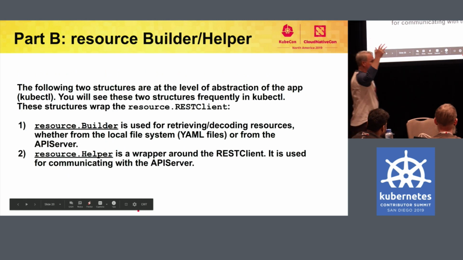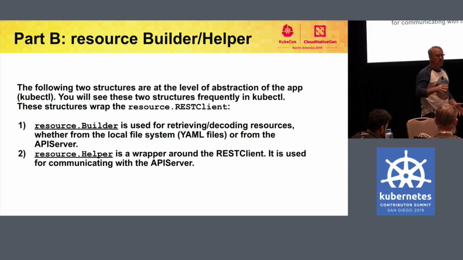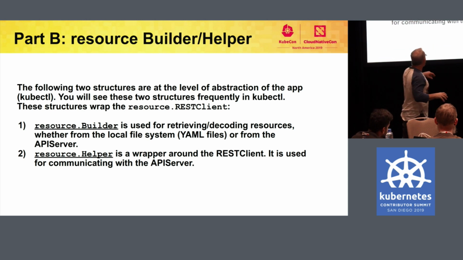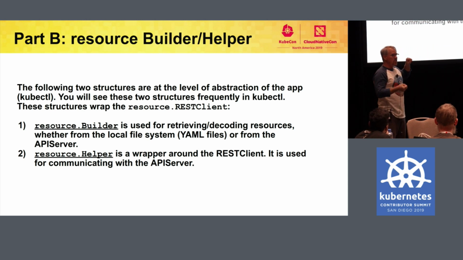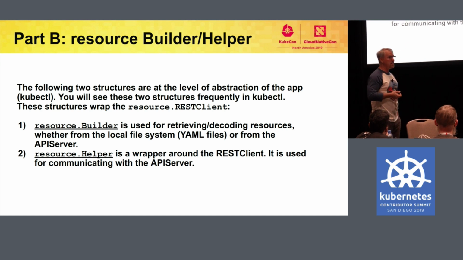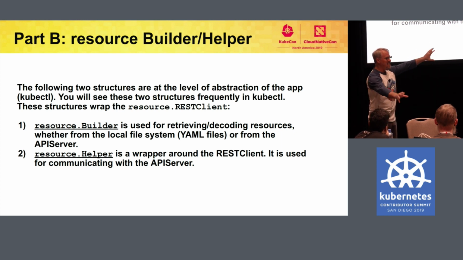Okay, so at the highest level, the level that we're dealing with in Kube control, there are two structures that we deal with the most: a resource builder and a resource helper. These are also under the CLI runtime, staging CLI runtime hierarchy. The builder is what we use to retrieve a resource, whether it's on the file system, and this was a good point that Maciej made, or on the API server. And it understands how to decode it into these Golang structs.